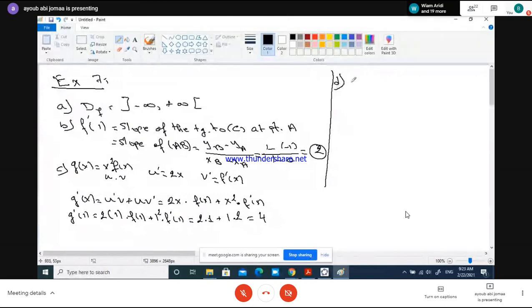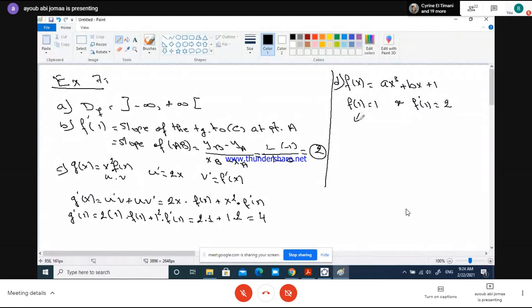We have, according to the given, f of x is ax cubed plus bx plus 1. From the graph, you have two pieces of information. The first one, f of 1 is equal to 1, and f prime of 1 is equal to 2.